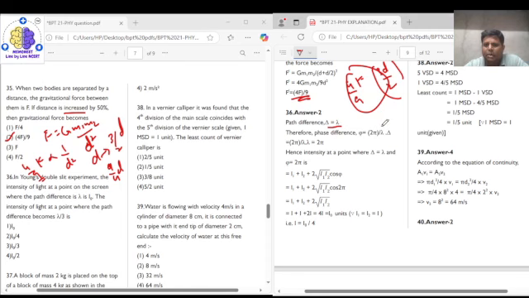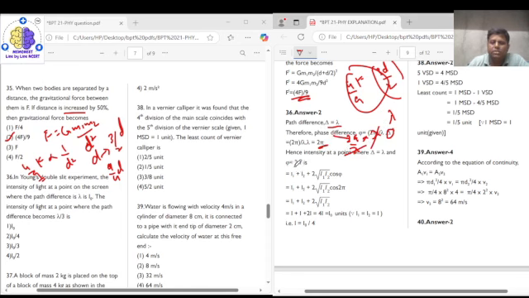So this lambda and lambda cancel out. See, delta x is the path difference, given as lambda in the question. We have to use lambda from the question. So it is 2 pi by lambda into lambda. So this lambda and this lambda go off. What we are left with is the phase difference as 2 pi.